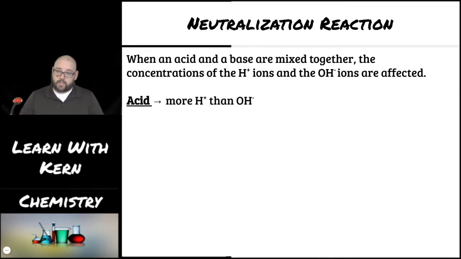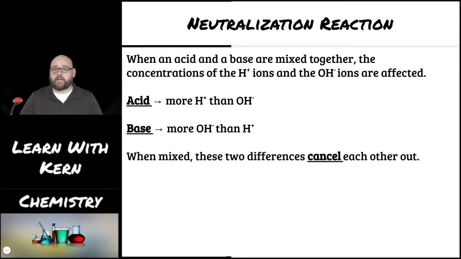And if you've got an acid, you've got more hydrogen than hydroxide, and a base, more hydroxide than hydrogen. Well, when you mix the two together, they kind of cancel each other out. Those hydrogen ions and those hydroxide ions are going to basically form water. And so you're going to end up with a more neutral pH. It's going to bring your pH closer to 7.